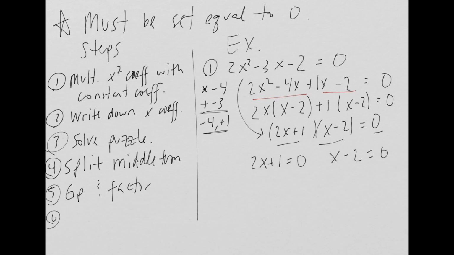So that's step 6 here. Just set each equal to 0. If you solve for x on this first one, you get negative 1/2. Solve for x over here, you get 2. So what's my answer? Either x was negative 1/2 or x was 2.